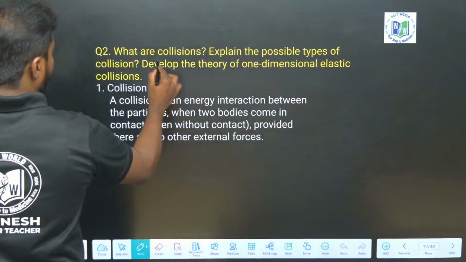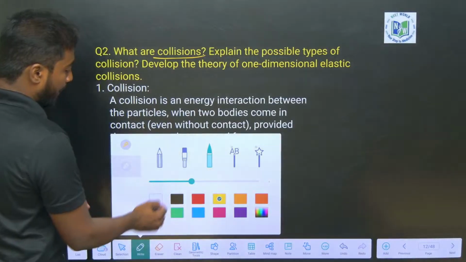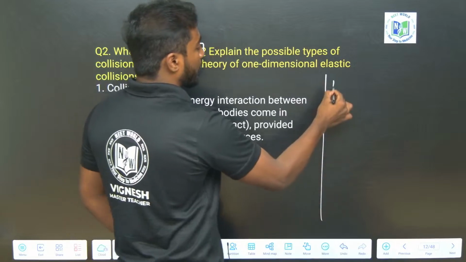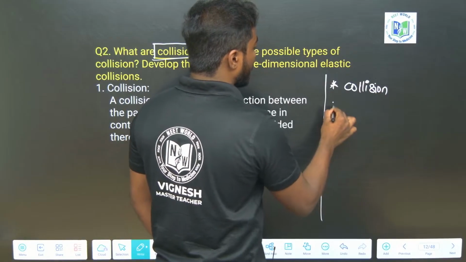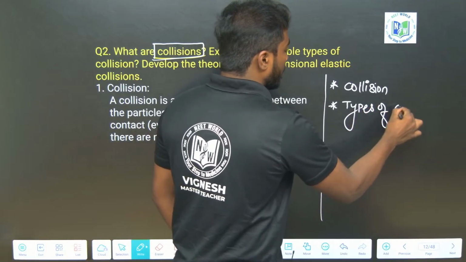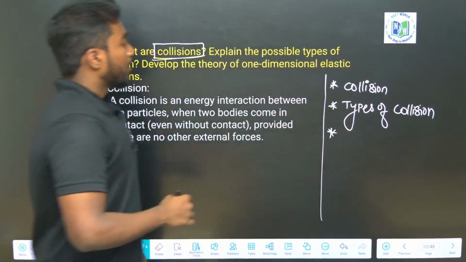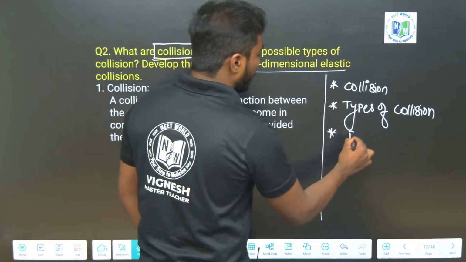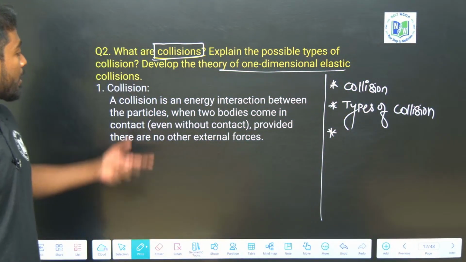So what is collision? First of all, I need to know. Second thing is the types of collision. First point, I need to write what is collision. Second one is types of collision. Third one, develop the theory of one-dimensional collision. This is the thing. So I need to prove that. That's the thing. So first thing is collision.